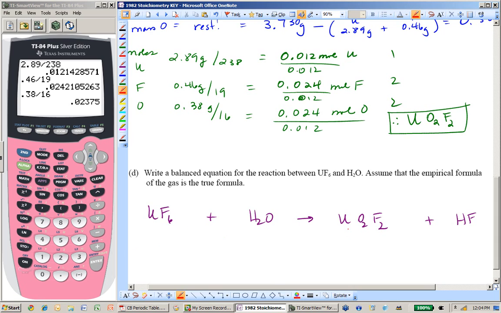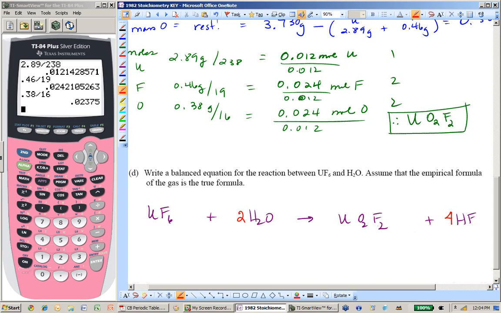We've got 1 U on each side, 2 oxygens. So let's start by putting a 2 there so we get our 2 oxygens. And what do I have now? I've got 6 F's on the left, I've got 2, and I've got 4. Oh, but I need a 4 right here to get 4 H's.